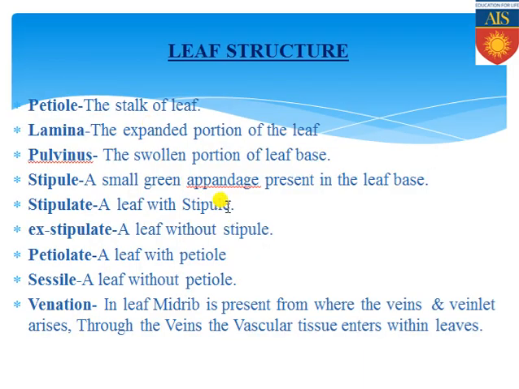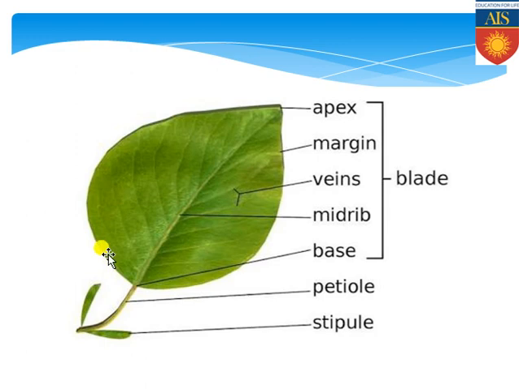Pulvinus. Pulvinus is actually the swollen portion of the leaf base. If you see properly, this specific leaf margin is joining at a specific point, and at that point the leaf margin is joining with the petiole. That point is commonly known as the base. This base portion is swollen for every type of leaf, and this is commonly known as pulvinus. So where the margin of the leaf blade attaches to the petiole, that junctional point is known as the base, and that base portion is always swollen, and that is known as pulvinus.